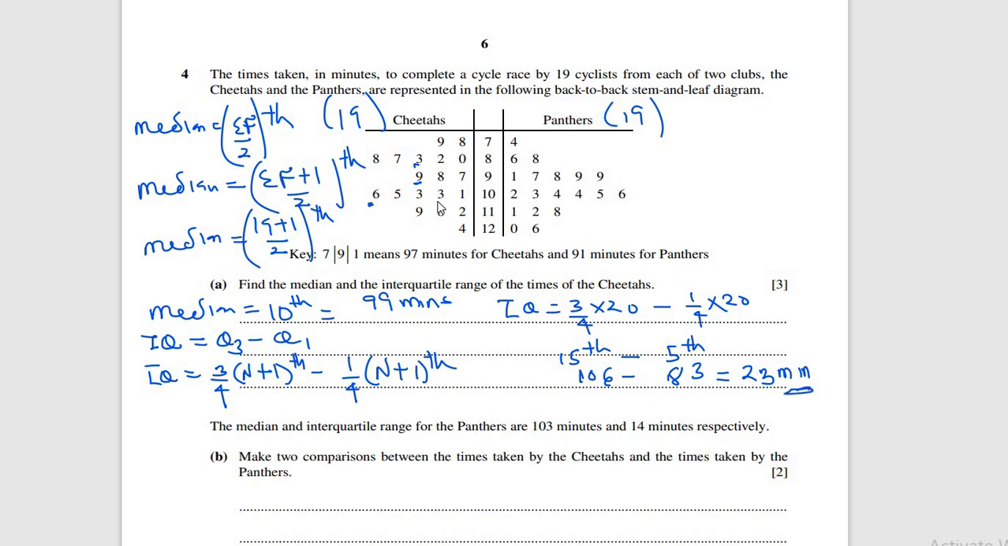That's it. So the median is 99 minutes, while the interquartile range is 23 minutes.